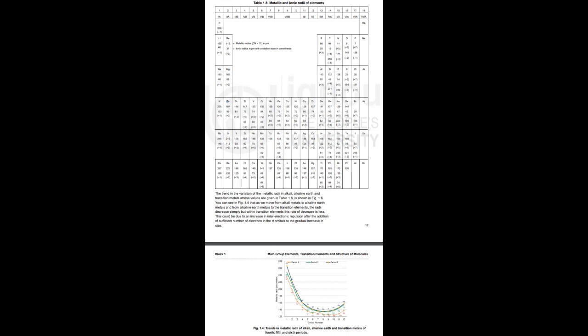Metallic radius is defined as 1/2 of the distance between the nuclei of two adjacent metal atoms in the close-packed crystal lattice. For example, the internuclear distance between two adjacent Na atoms in a crystal of sodium metal is 383 pm, so the metallic radius of Na metal is 383/2, i.e., 191 pm. Ionic radius is defined as the distance between the nucleus of an ion and the point up to which the nucleus has influence on the electron cloud.